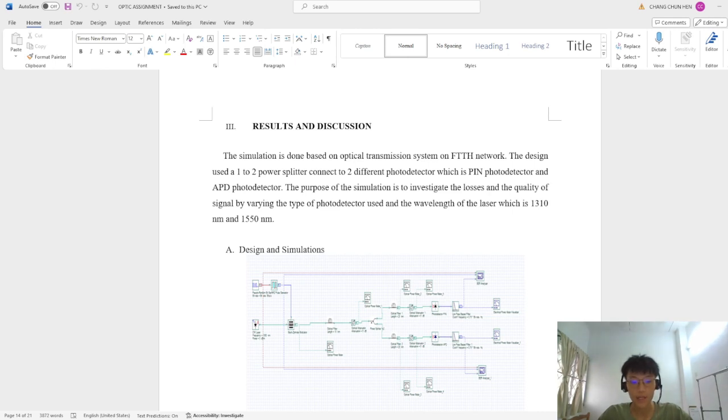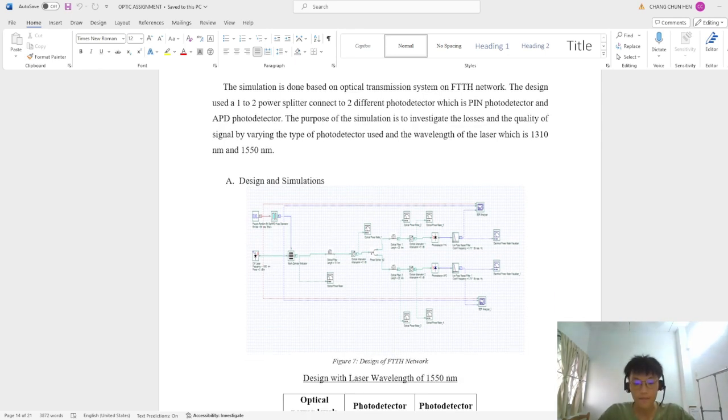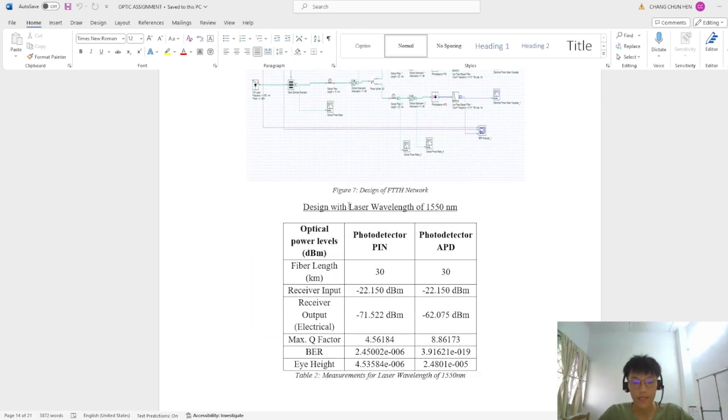So basically we use the 1:2 power splitter to connect both photo detectors, the PIN photo detector and the APD photo detector, and by using two different wavelengths, 1550 nanometer and 1310 nanometer, we can observe. For the first one, the laser wavelength is 1550 nanometer. We use a fiber length of 30 km, and these are all the outputs that we get. The main factor that we want to observe is the Q factor.